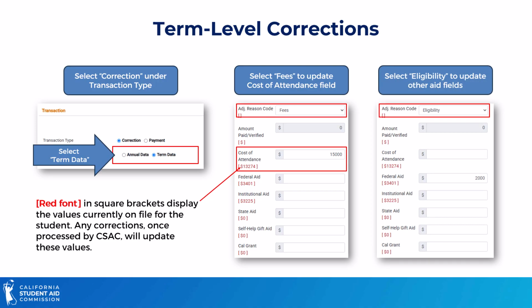Finally, make changes to other aid by selecting Eligibility from the Adjustment Reason Code drop-down menu. This allows you to update any of the financial aid fields here. You can update as many fields as needed. In this example, we are only making changes to federal aid. However, you can make changes to the other aid fields as well, all within the same correction transaction.